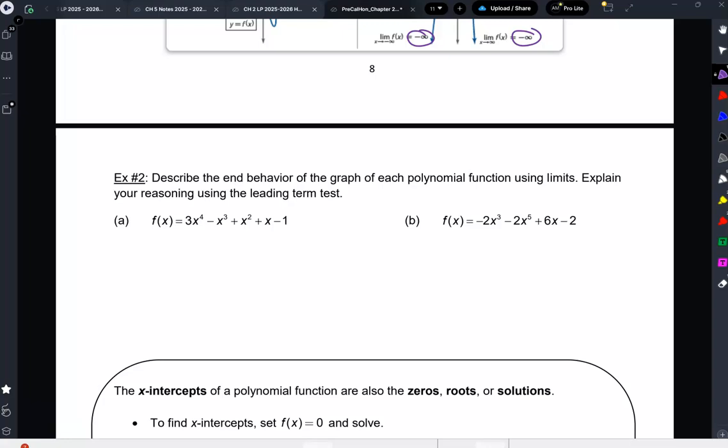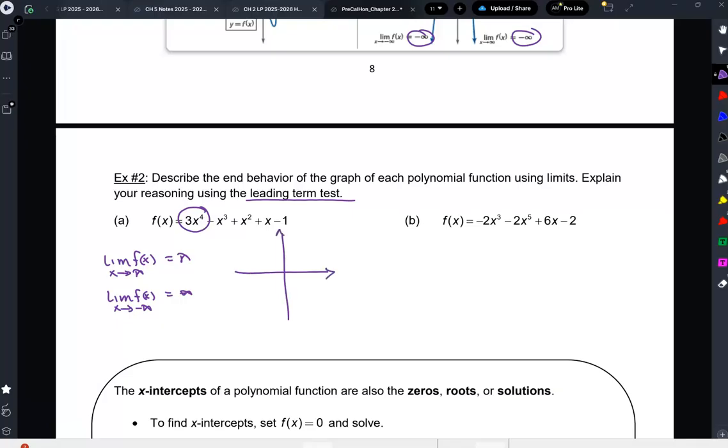Okay, now we want to describe the end behavior using the leading term test. We first take the leading term. Now this is 3x to the 4. If it's an even exponent, x to the 4, both ends are either going to go up to infinity or down to negative infinity. And that's determined by the positive 3, right? So here we say the limit of f of x as x approaches infinity is infinity. The limit of f of x as x approaches negative infinity is also infinity.